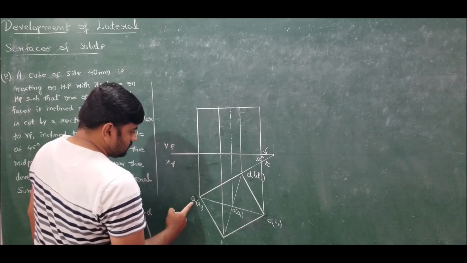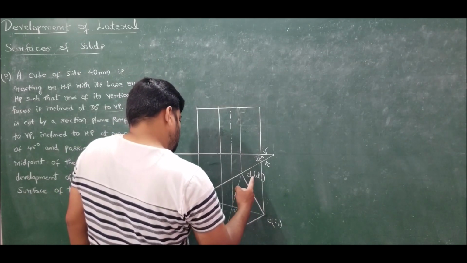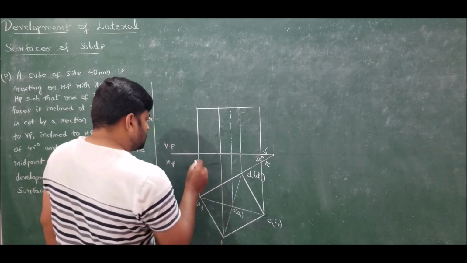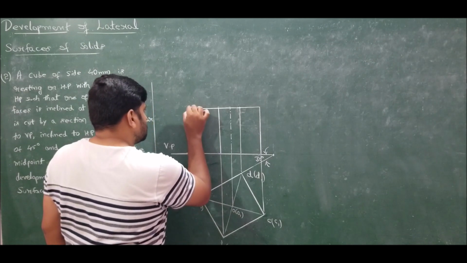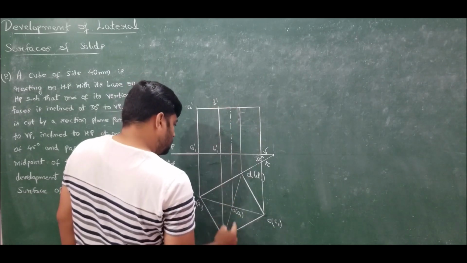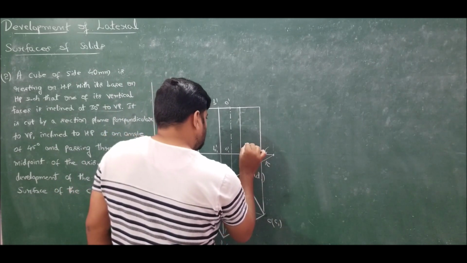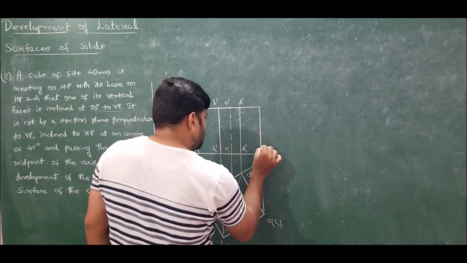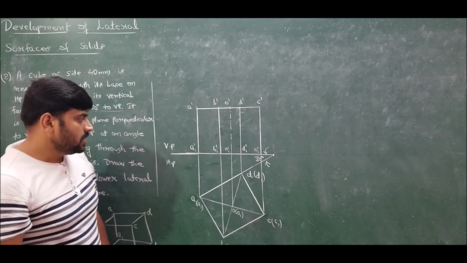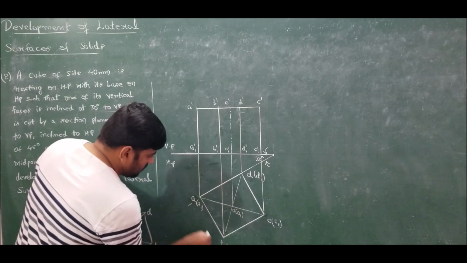So observer can see AA1, BB1, CC1 and DD1 is also unintervened from any of the edges. So mark it as A1 dash, A dash, here I will get B1 dash, B dash, here I will get O1 dash, O dash, here I will get D1 dash, D dash, here I will get C1 dash, C dash. Done. So this is the top view and front view of the given cube of dimension 40 mm side.